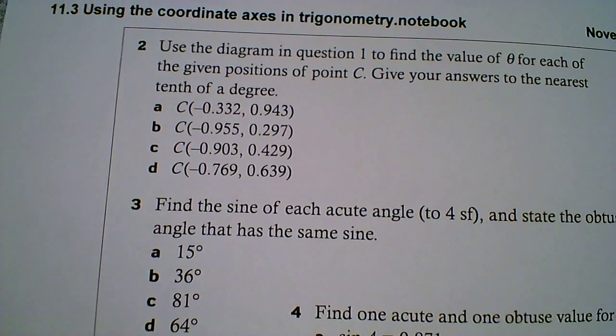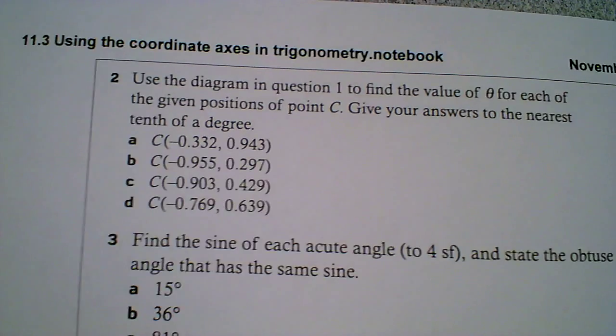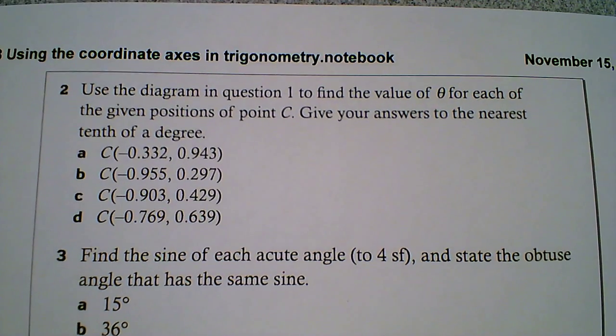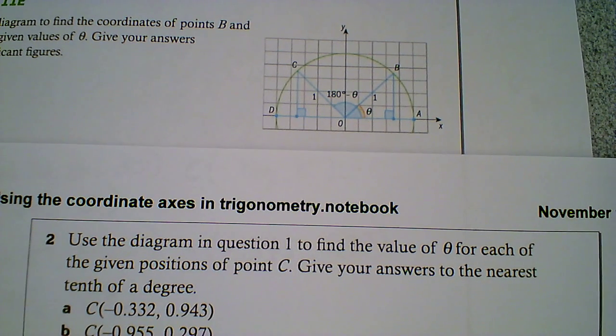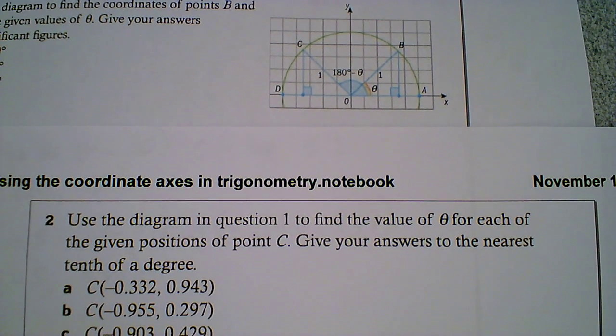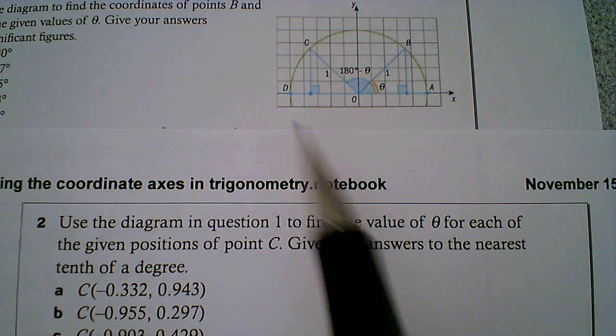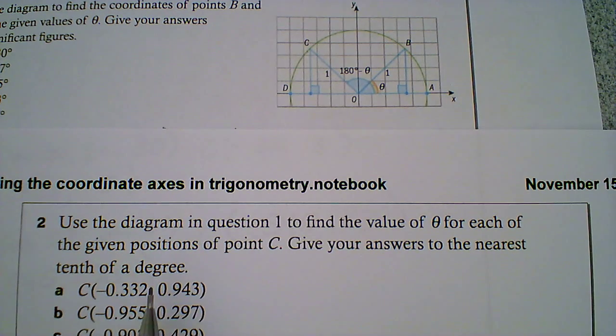All right, now that you're done with those, let's take a look at another example. We're going to be using the same diagram that we just used from example 1, and it says find the value of theta for each of the given positions of point C. Give your answers to the nearest tenth of a degree. So using this diagram, we're saying that point C has these coordinates. So how do we find those? Well, we take our calculator.